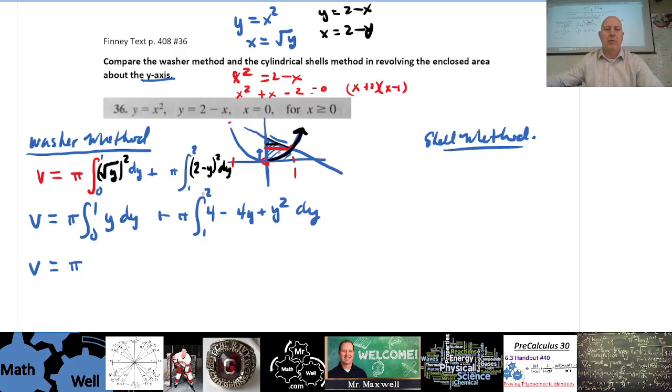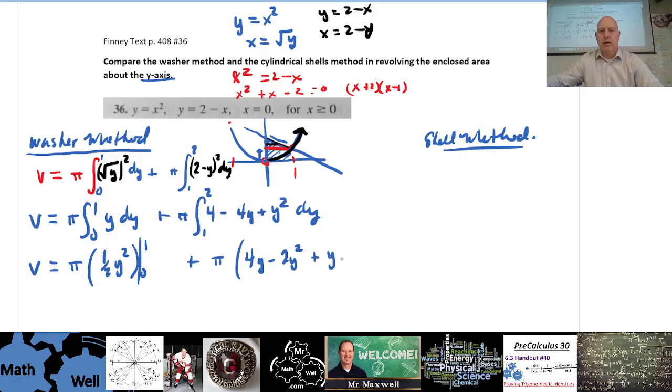So you can take the pi out of both if you want. It doesn't really matter. Factor it out there. So this is going to be 1/2 y squared taken from 0 to 1. And this one's going to be 4y, minus, that's going to go up to 2 divided by 2, so that's 2y squared, plus that 2 goes up to 3 over 3, so 1/3 y cubed, and that's going to go from 1 to 2.